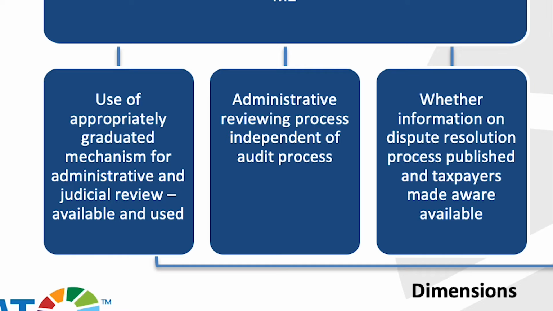P7-23-2 addresses whether the mechanism for administrative review within the tax administration, variously referred to as an objection, a complaint, appeal, or administrative review, is independent of the audit process. And P7-23-3 addresses whether information about the dispute resolution process is published and whether taxpayers are explicitly made aware of it.